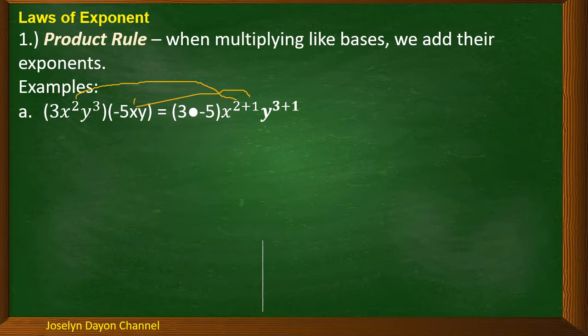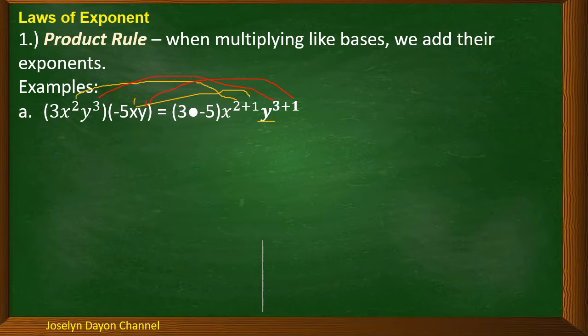Next, we have here the variable y. Then in here we have 3. So we have to add 3, and the second exponent here is 1. That's why we have here 3 plus 1.